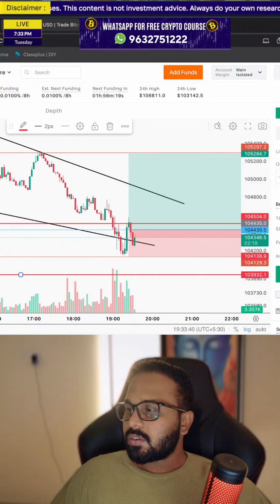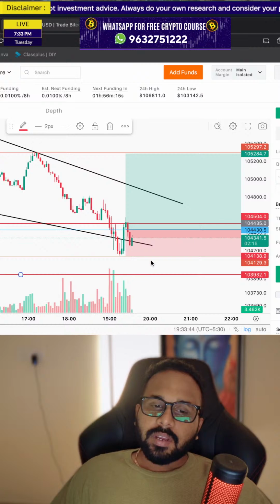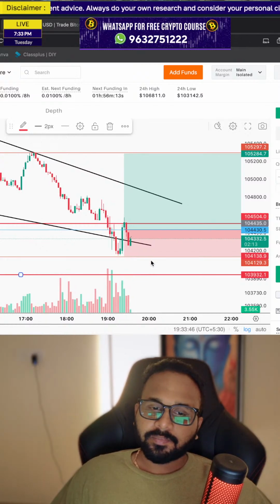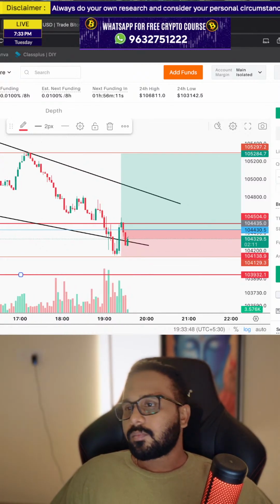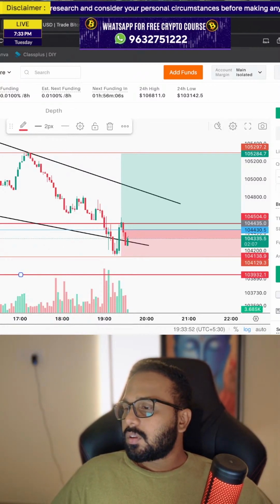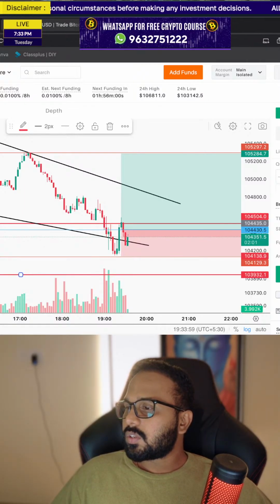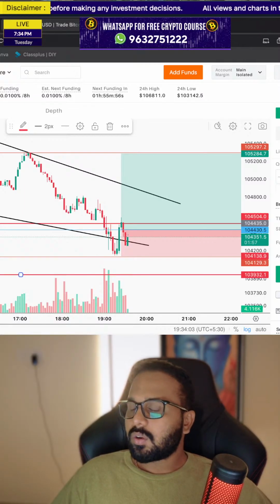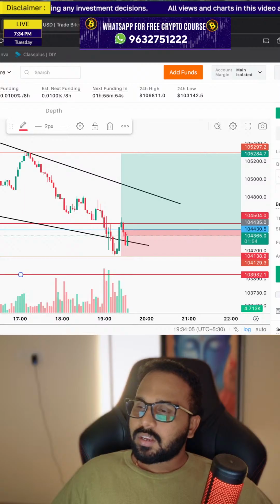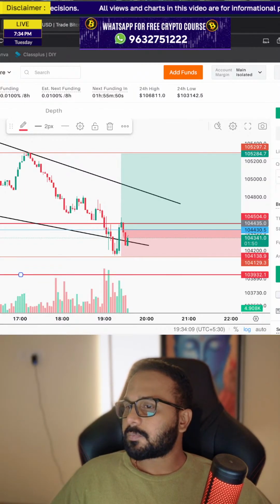It's retracing to the fair value gap, I think. Fair value gap. S&P 500 is still holding on. Dow Jones is holding on. Nasdaq is holding on. Nasdaq, yes, one red candle was formed. After this, now we have to see.